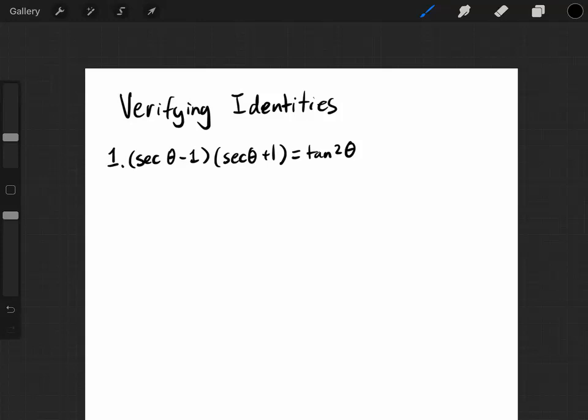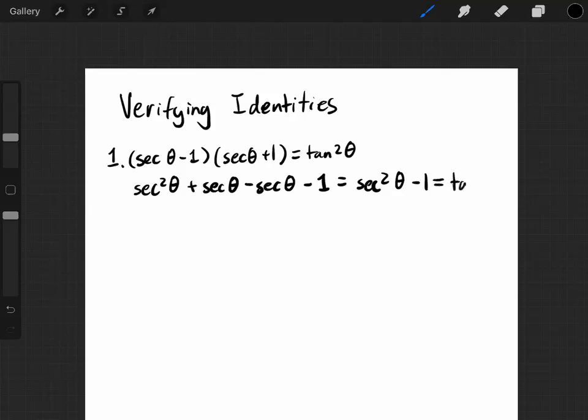So this one is fairly easy. All you're going to do is FOIL. So you've got secant squared theta plus secant theta minus secant theta minus 1. And that's what you get when you FOIL, which simplifies into secant squared theta minus 1, which if you look at any trig identity sheet will result in being equal to tangent squared theta.